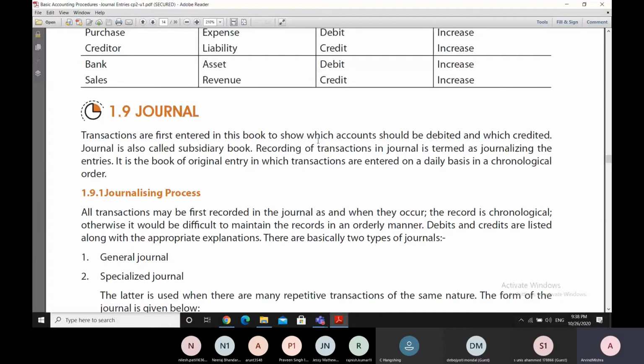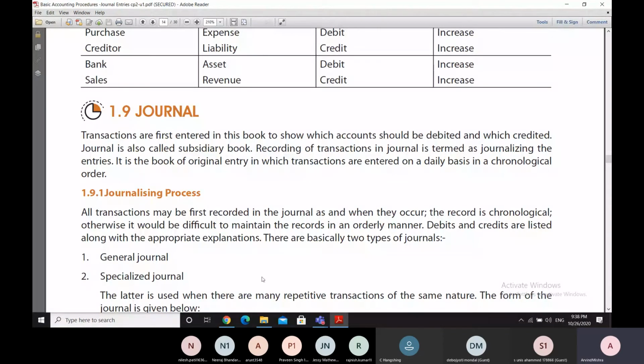All the transactions are first recorded in the journal as and when they occur. As and when they go on occurring, we record them in the journal. This record is chronological. It is in the order of the time. Otherwise, it would be difficult to maintain the record in an orderly manner. Therefore, maintaining the record in chronological fashion brings order to the maintenance of the record.